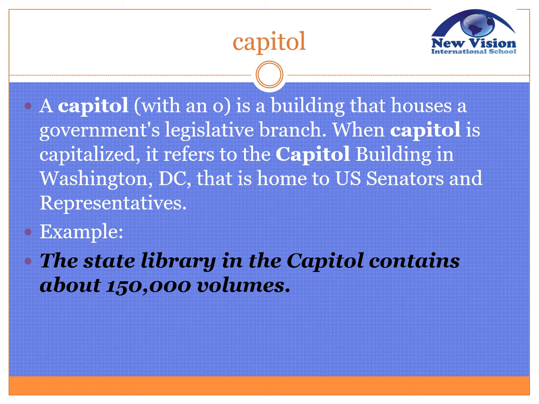Capitol with an O is a building that houses a government's legislative branch. When Capitol is capitalized, with a capital C of course, it refers to the Capitol building in Washington, D.C. that is home to U.S. senators and representatives. That's Capitol with an O.